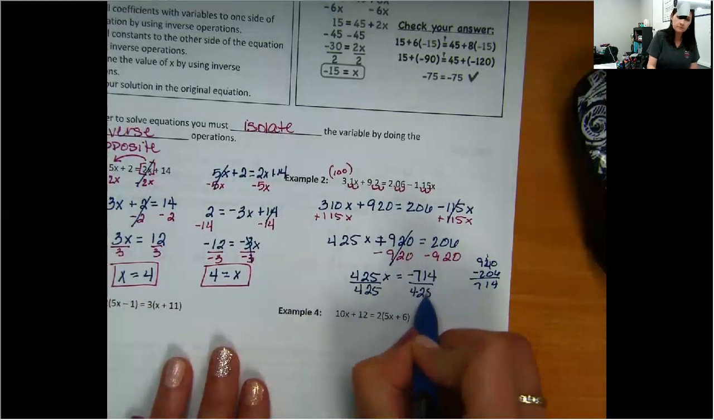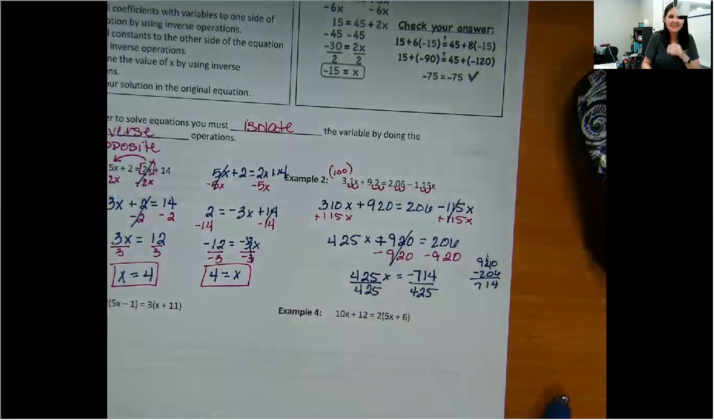Wouldn't we just make that into a fraction? A negative fraction? The 714 over 425? Okay, I was just going to address that because we started with decimal numbers. You want to have a decimal answer unless it's a whole number.